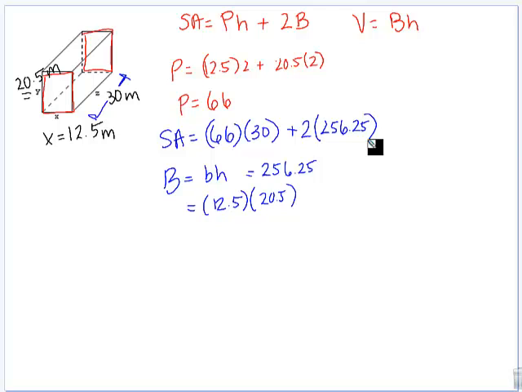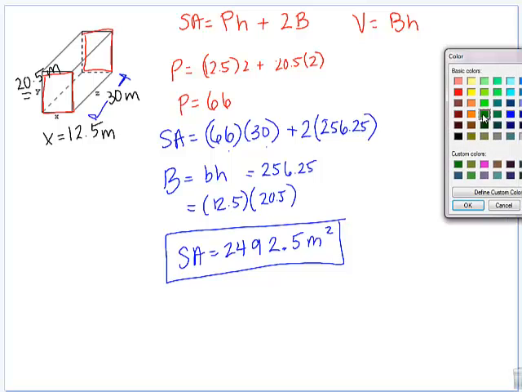So when we take 2 times the area of our base, and then we add on our perimeter times our height, so 66 times 30 plus 2 times 256.25, we get a surface area of 2,492.5 meters squared.